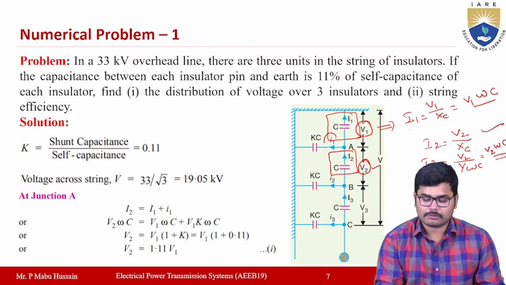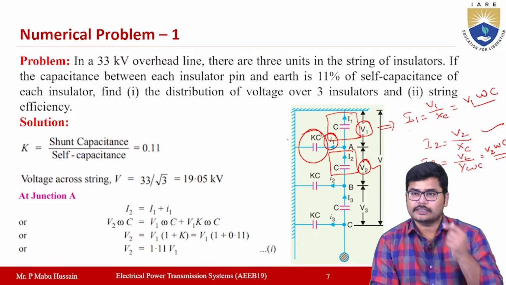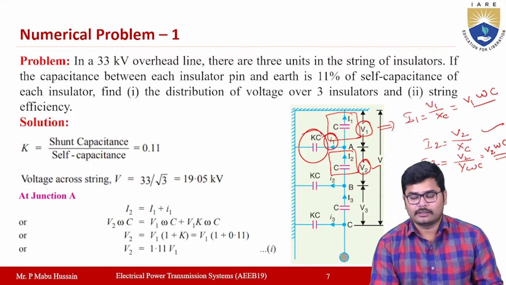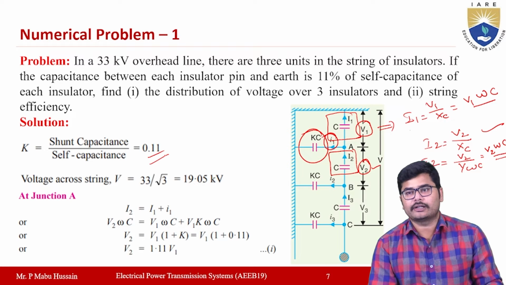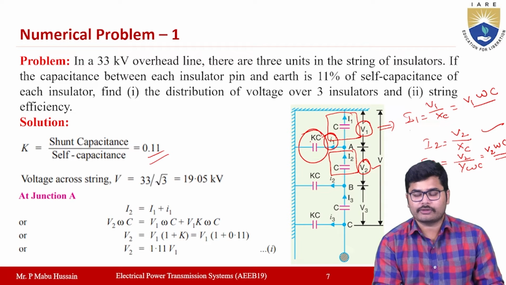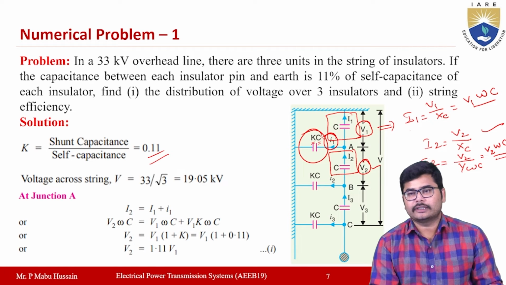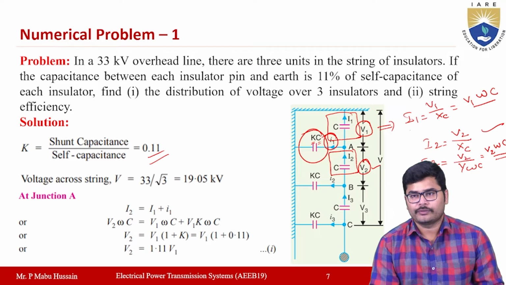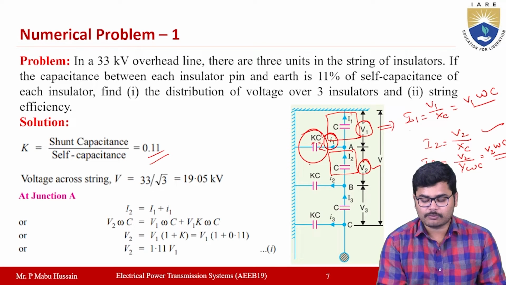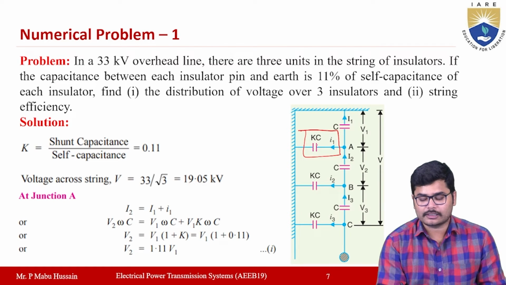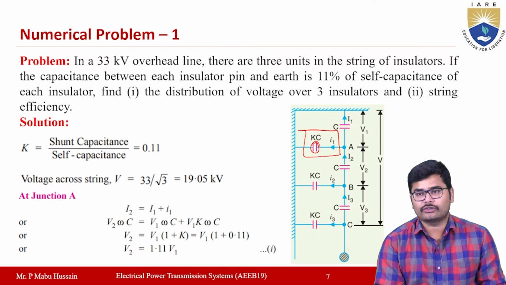Then what about small i1 here? Small i1 is the current flowing through the shunt capacitance. That shunt capacitance value is some fraction K times the self capacitance C. This K is simply 0.11, it is already given, but for problem analysis we assume the shunt capacitance will be K times the value of C, where the K value here is 0.11. Now, the current flowing through this K C is small i1.